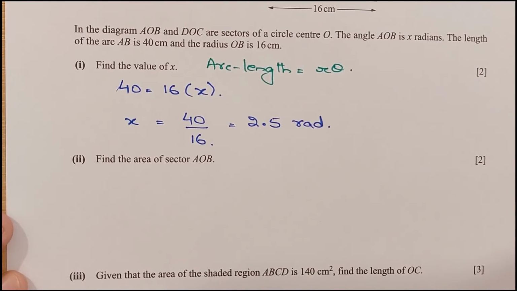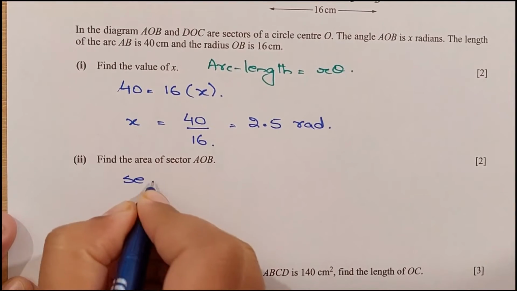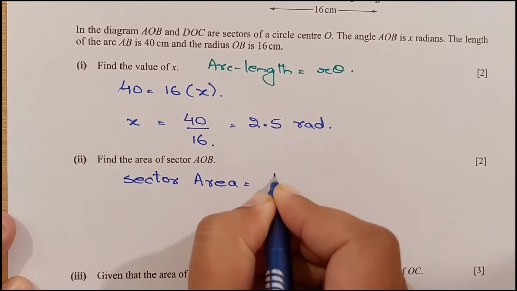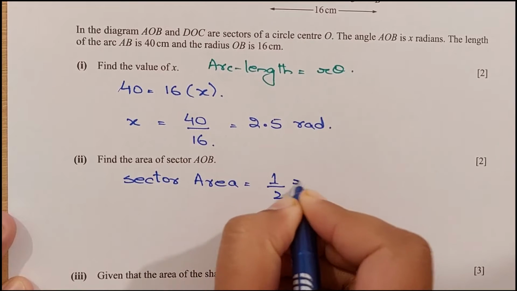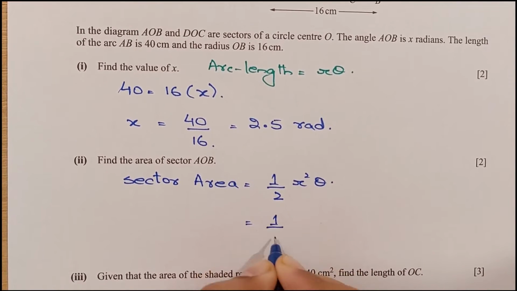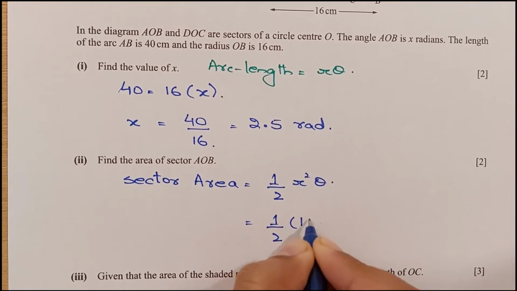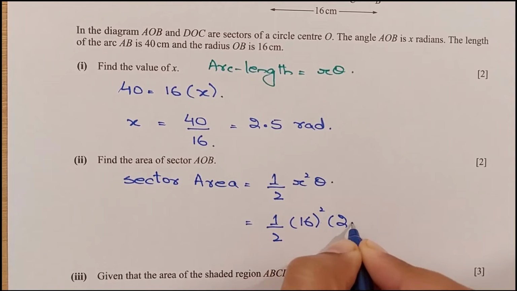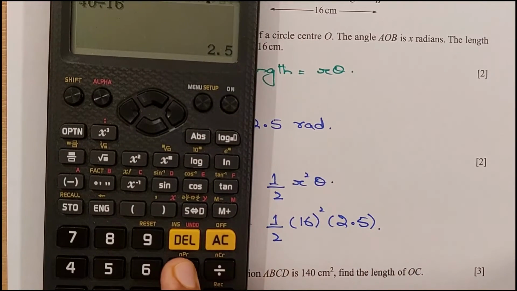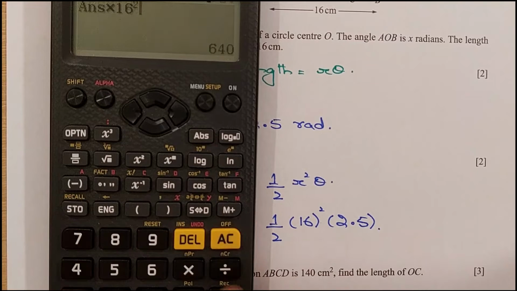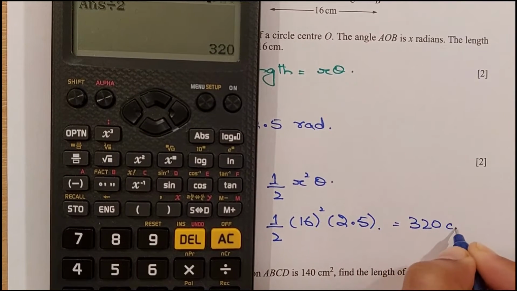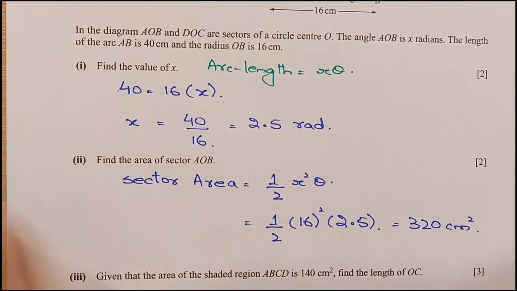Now for the second part, find the area of sector AOB. The area of a sector has the formula 1/2 r squared theta, right? So we have half. The radius of sector AOB is 16 squared and theta is 2.5 radians. So we can say 2.5 times 16 squared divided by 2, this is 320 centimeters squared is the area.